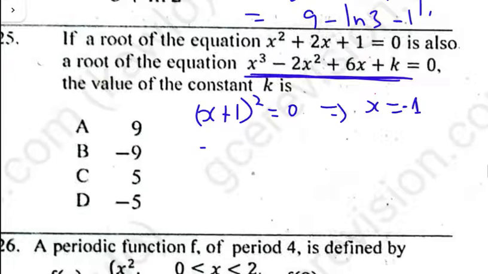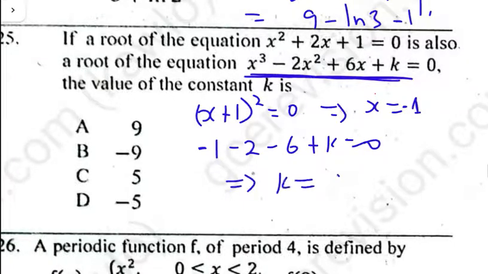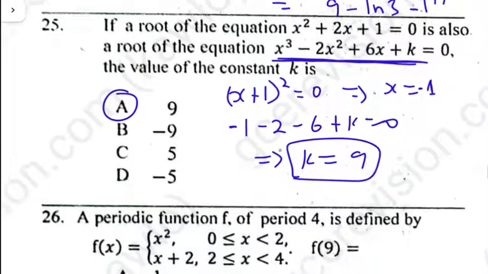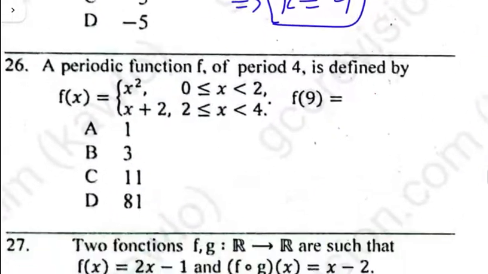-1 cubed is -1, minus 2, minus 6, plus k equals 0. So for me, it implies that k is equal to 9 when you solve for k. So the key is A. But if you want to go and equate the two, you will suffer so much to come out with this and you'll just be traumatized in the exam. So always look for short methods that can always get you through things.